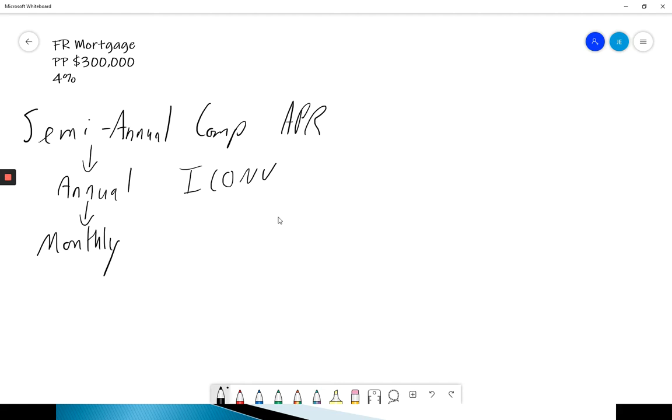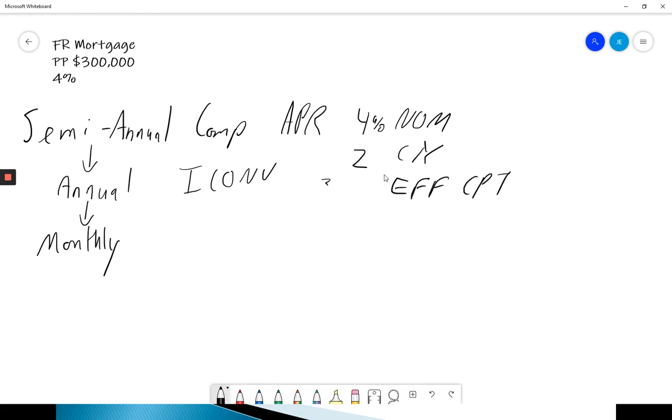This 4% is an APR. We already established that. So we're going to enter 4% for nominal. Then we're going to go down to CY, and we're going to enter 2 for CY. It is semi-annually compounded, so there's 2 compounding periods in a year. And then we're going to compute my effective rate.